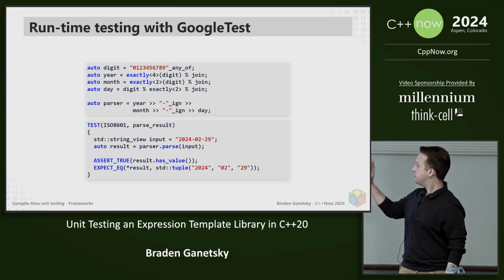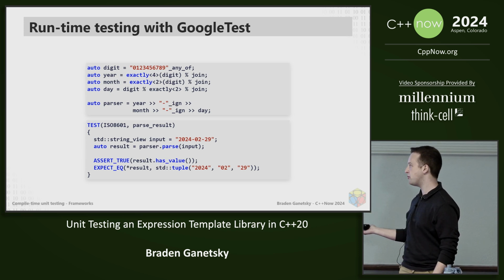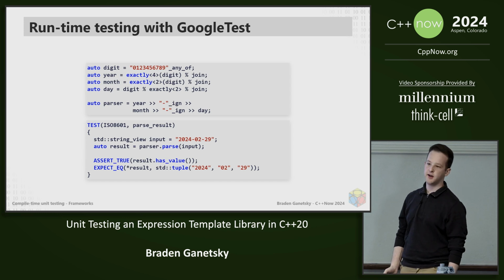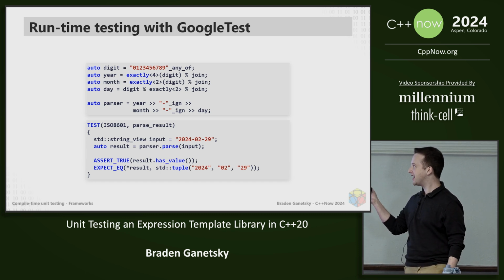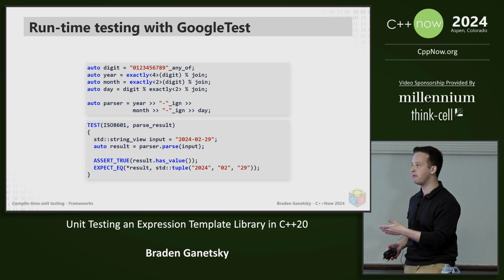So here's the test case again. Let's say I try parsing February 29th. This year was a special year. We had a February 29th. I want to make sure that works. And this is just checking syntax. It's not actually checking semantics or anything, right? So there should be no problem with February 29th.